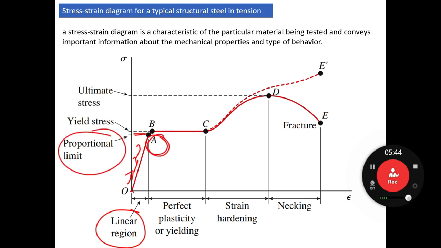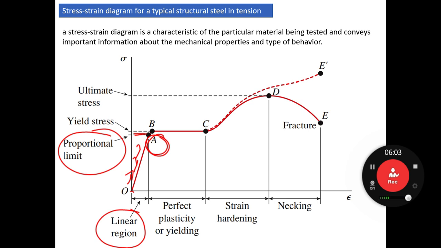We call it the proportional limit. Why do we call it like this? Because there is a proportional relation between stress and strain in this region. What is the meaning of proportional?